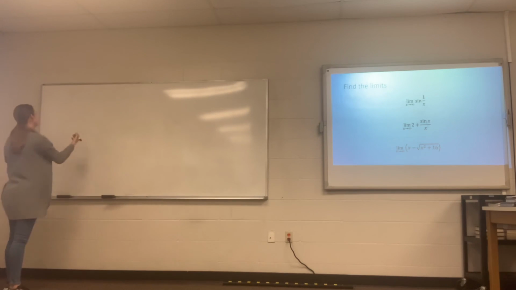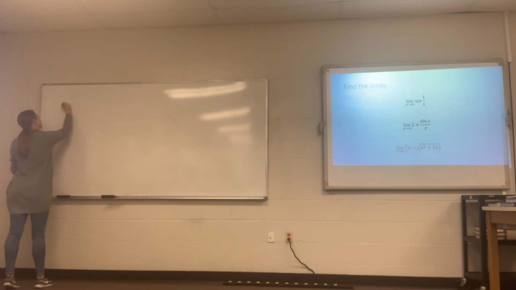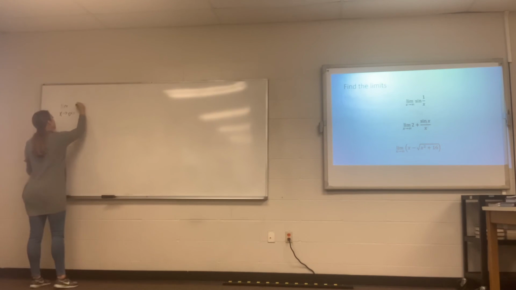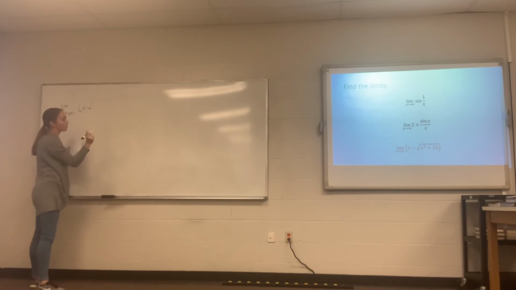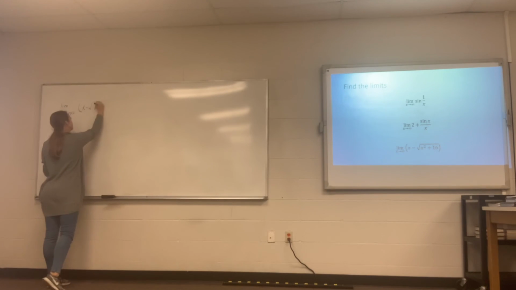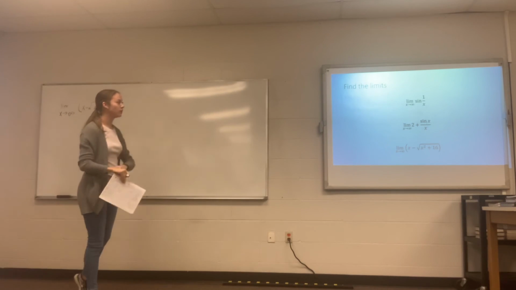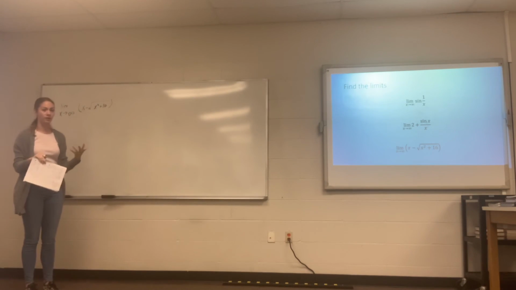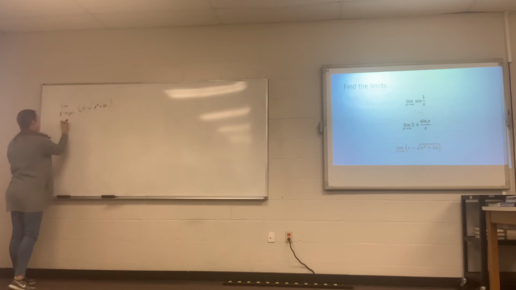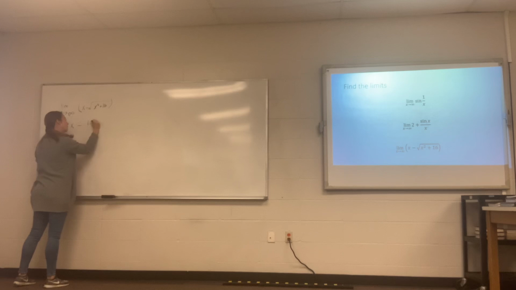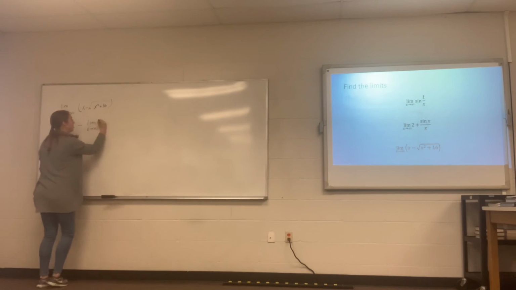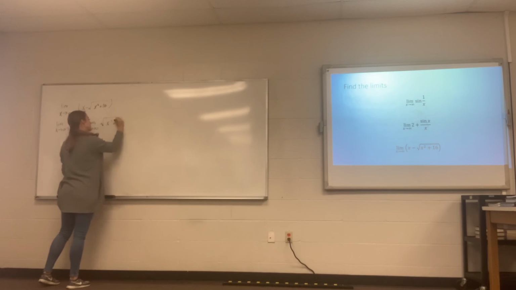Okay, this next one, we have the limit as x approaches infinity of x minus the square root of x squared plus 16. When I try to figure this out, we can split it into 2 separate limits, because I have 2 separate things. So I'd have my limit as x approaches infinity of x minus my limit as x approaches infinity of the square root of x squared plus 16.